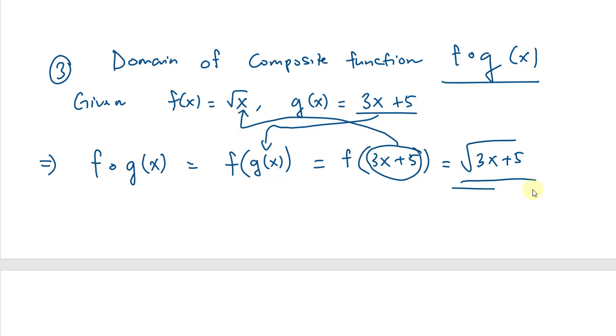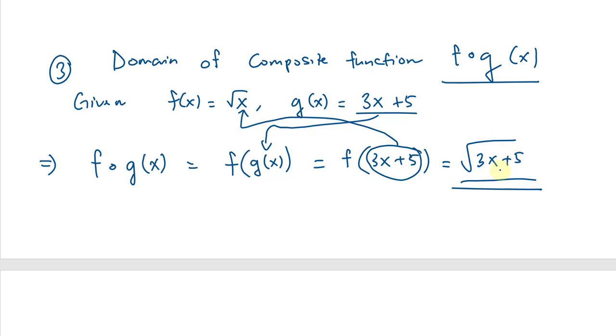So this one is your composite function. And now you are looking for the domain of this one here. We know that 3x plus 5 is under the square root. For something under the square root, you don't want this expression to be negative, because you cannot have a negative under the square root.